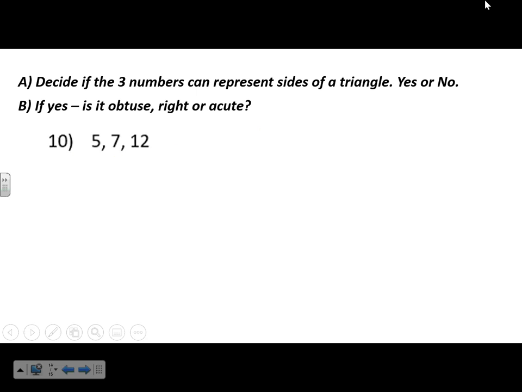Let's try this one. We have 5 plus 7. That is equal to 12. Again, 12 is not bigger than 12. It's equal to 12, but it's not bigger. So again, for A, this one is no, it's not a triangle. The two shorter sides added together are equal to the longer side, but they can't be equal. It's got to be bigger than.